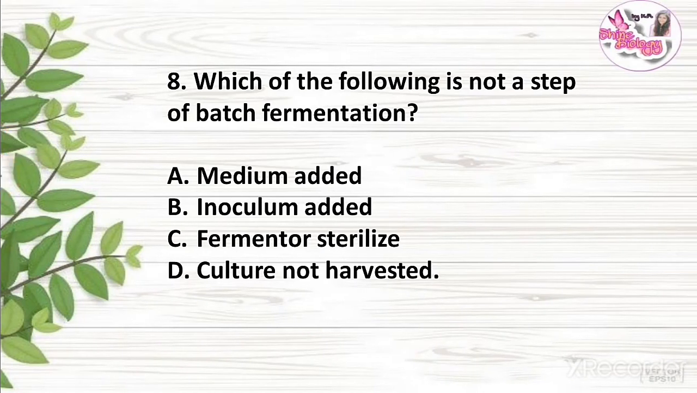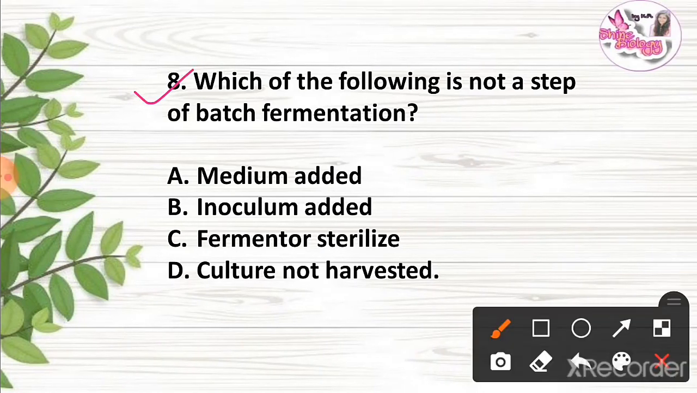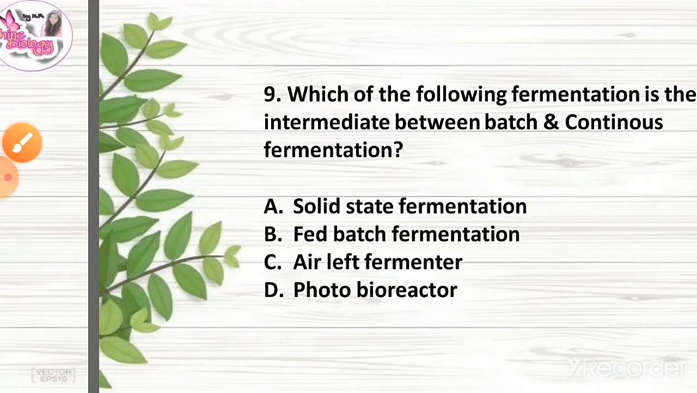Question 8. Which of the following is not a step of batch fermentation? The correct answer is option D. Culture not harvested is not a step of batch fermentation. Medium added, inoculum added, fermenter sterilized and culture harvested is a step of batch fermentation.